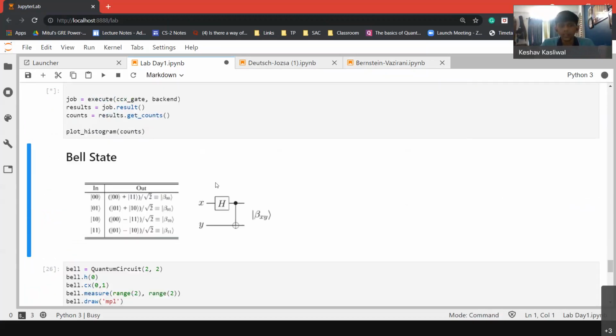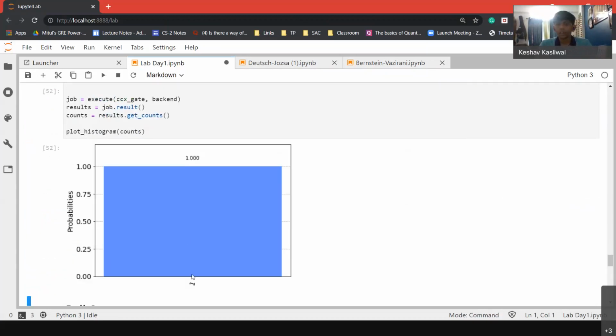Then what we get is simply 1. So that is what it is, right? This is the basic functioning of what the CCX gate does.